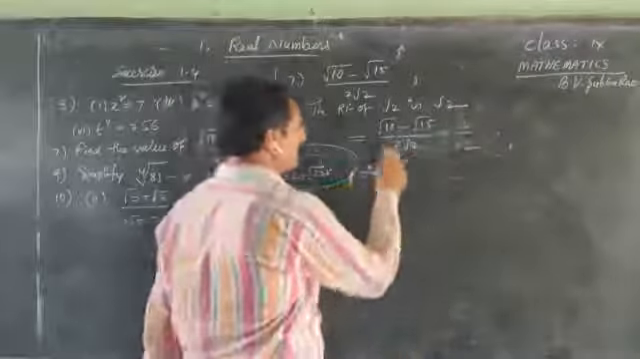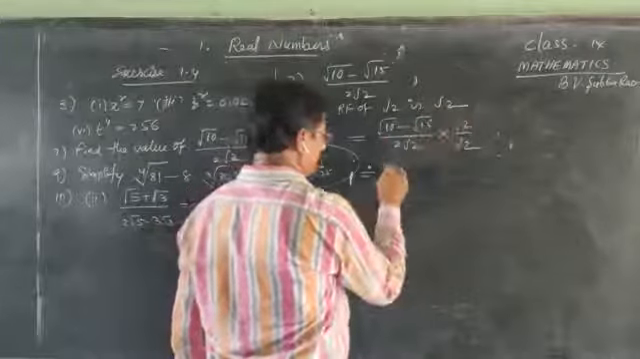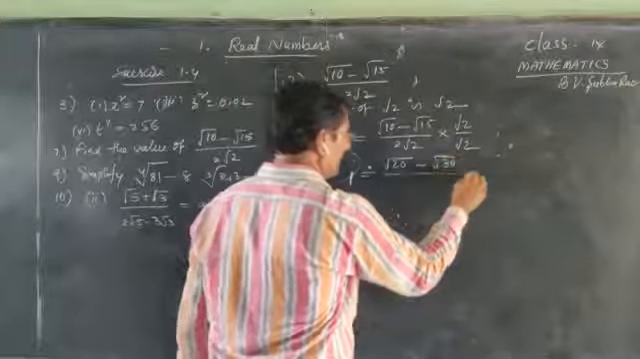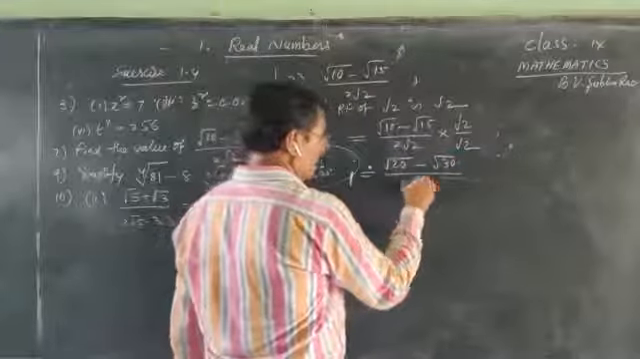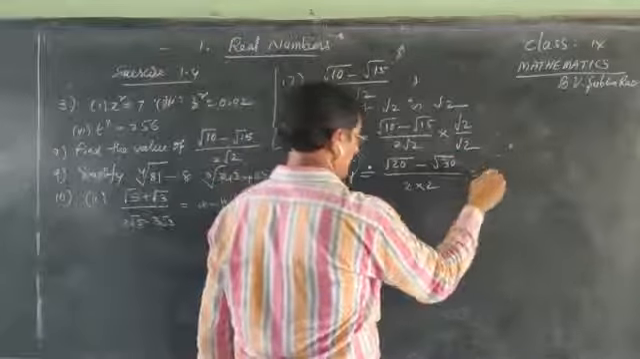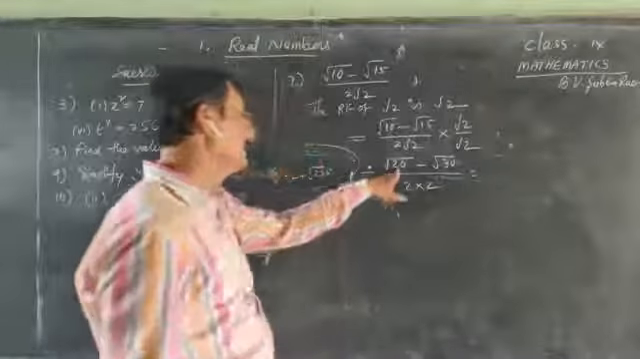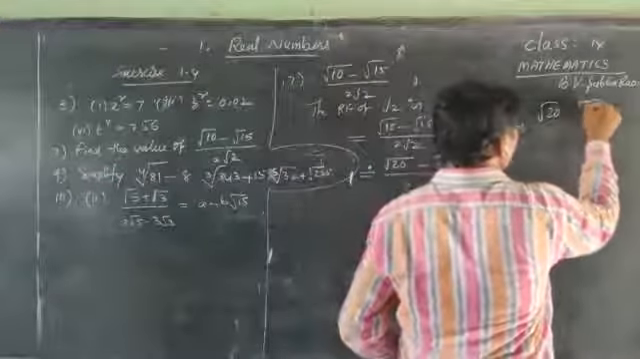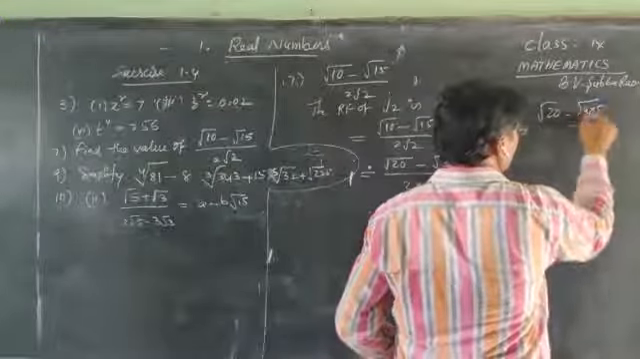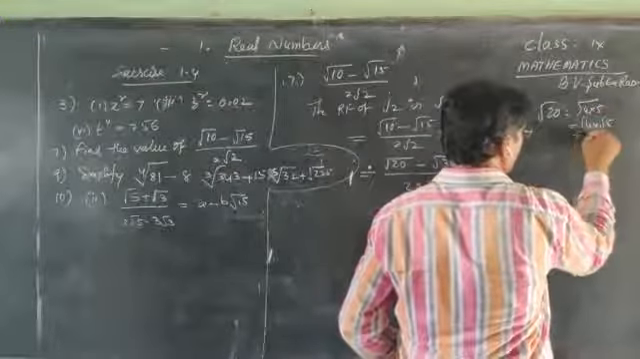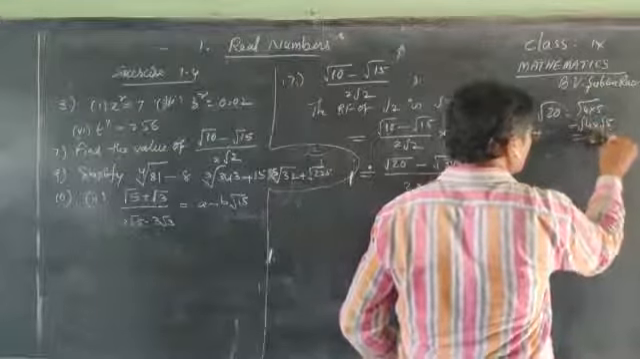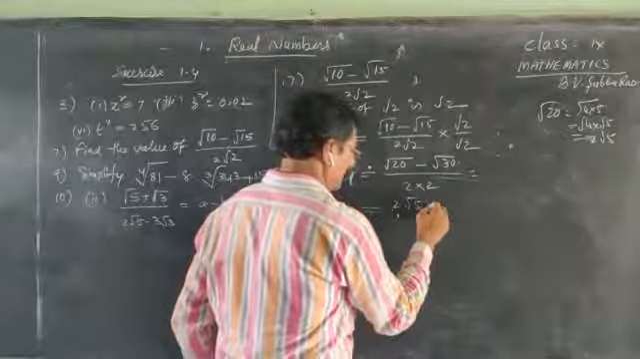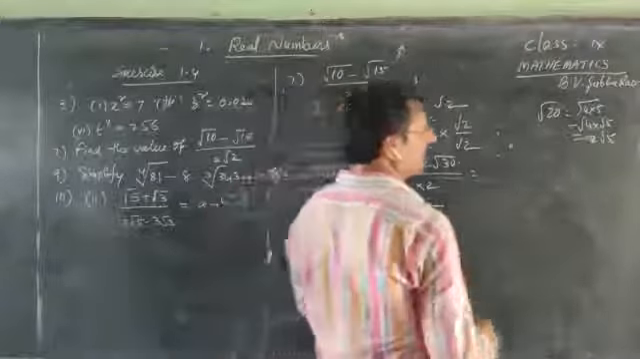Now square root 10 into root 2 is root 20, root 15 into root 2 is root 30, by 2 into root 2 into root 2, that is 2 into 2. Root 20 we can write as root 4 into 5. Root 4 into root 5 equals 2 root 5. Minus root 30, we can write.